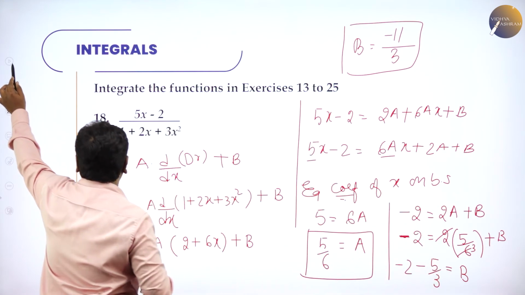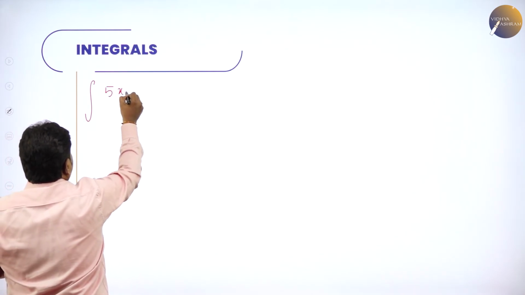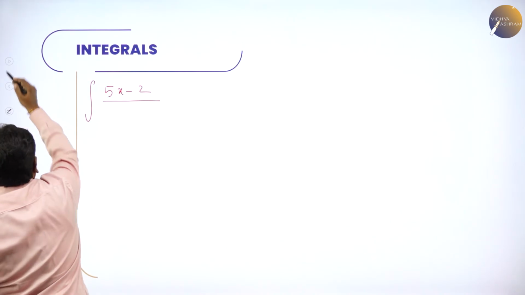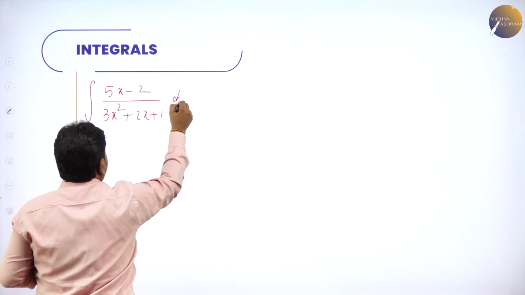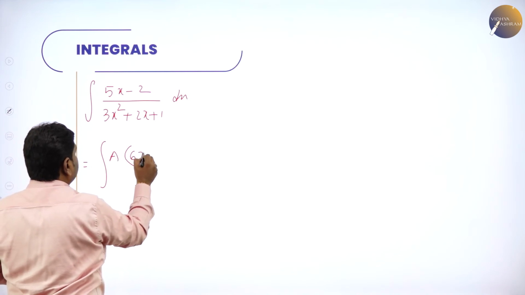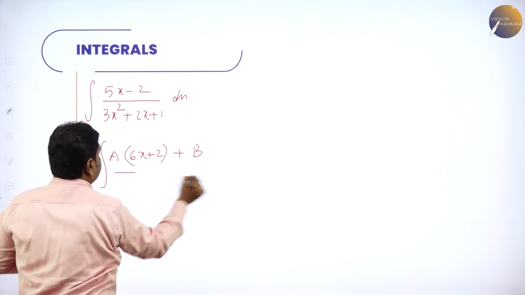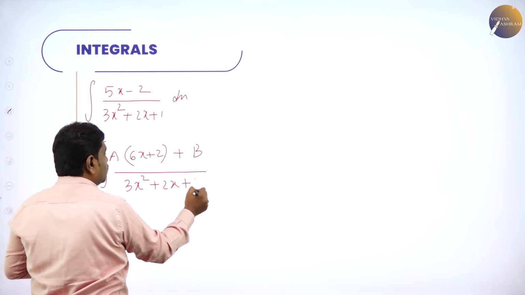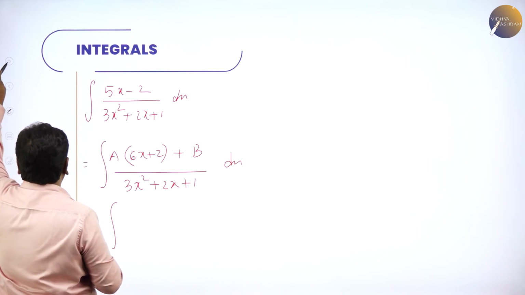Now go to the given question, integration of 5x minus 2 divided by the quadratic 1 plus 2x plus 3x square, or can I write 3x square plus 2x plus 1, dx. And the numerator can be written as a into the derivative of the denominator, that is 6x plus 2, plus b, over 3x square plus 2x plus 1 dx, and you got the a and b values also. What is a, what is b?